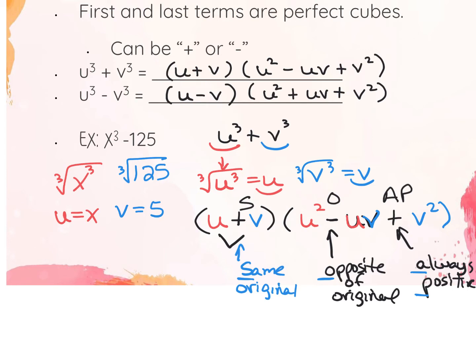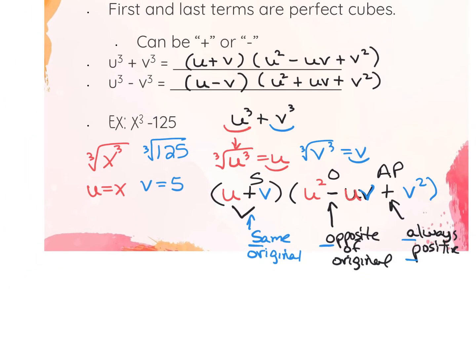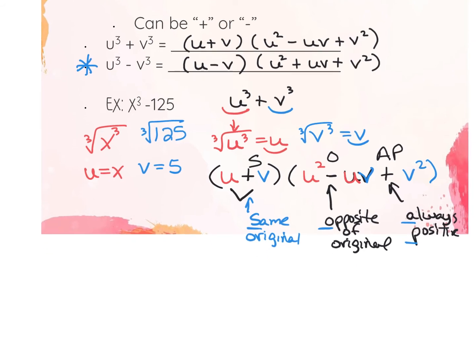So now I'm going to take my new u and v, and plug them into the pattern. This original problem was the difference of two cubes, so I'm using this pattern. I'm going to go ahead and do same sign, so I'm going to do x minus 5. And let me do it in color. Hold on. I'm going to do x minus 5.